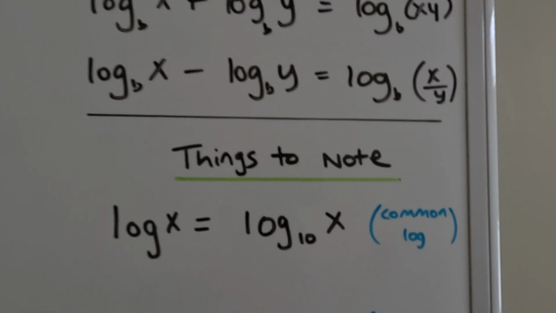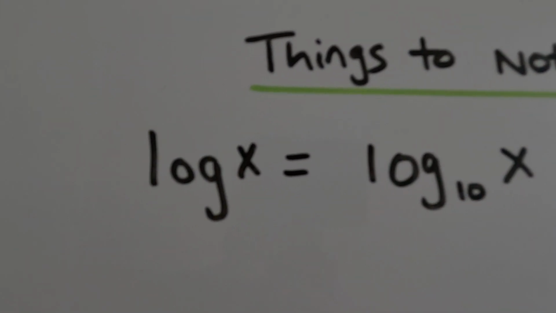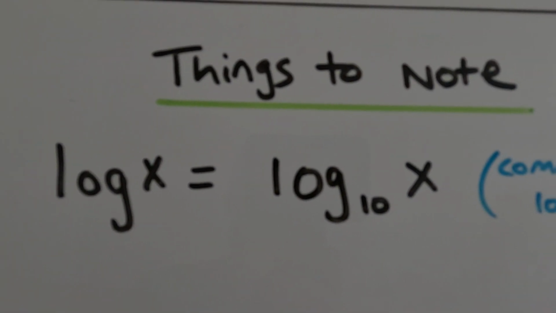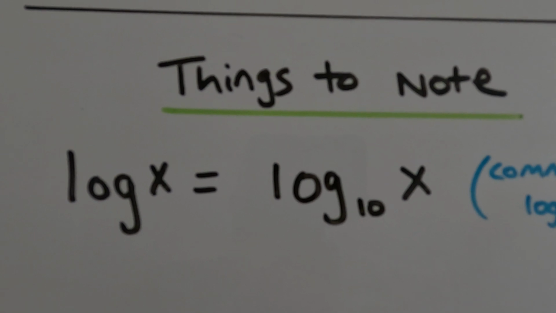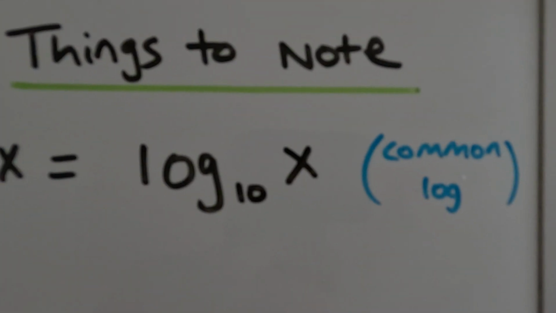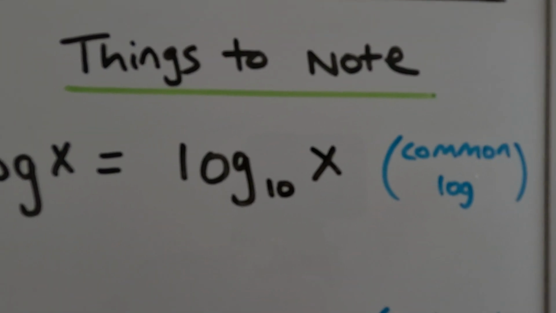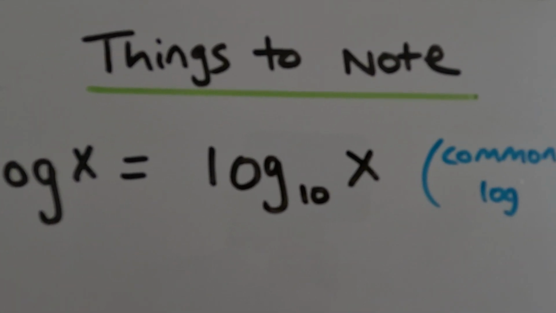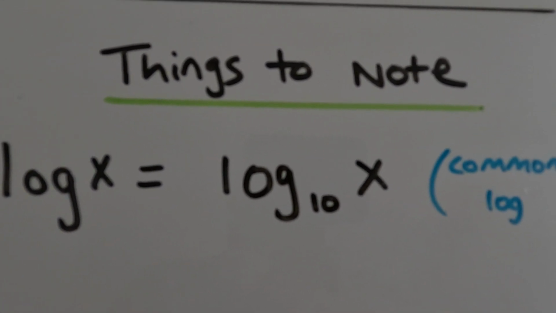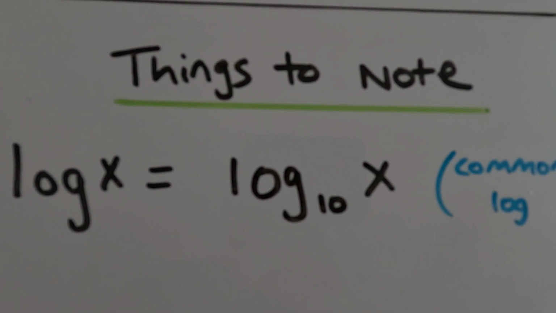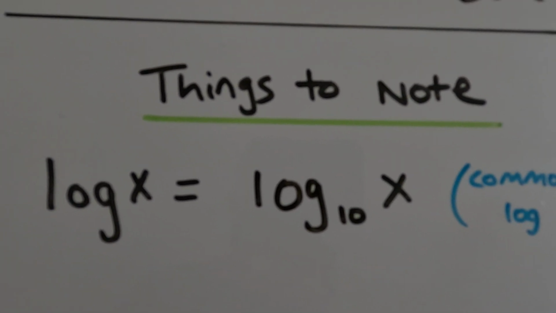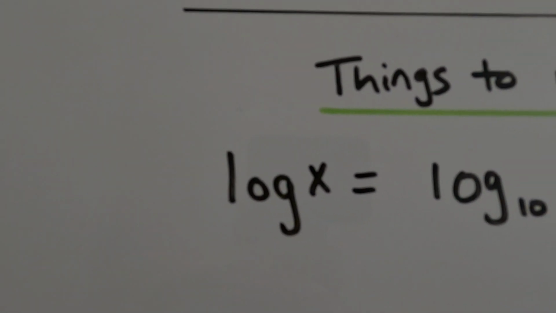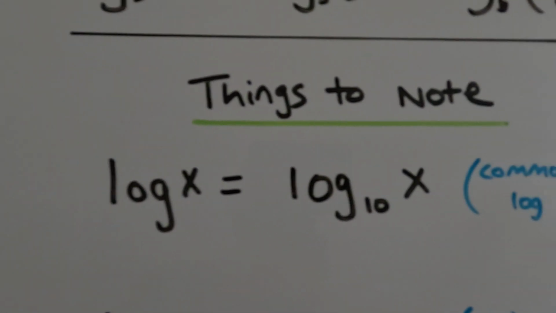Okay, so a few things to note. Log of x, just log of x written like that without a base, usually means to the base 10. This is known as the common log. You'll see this on your calculator. On your calculator, you'll see log on a button, and if you evaluate any number and press that log button, it's actually using base 10. So log of x technically means log of x to the base 10.